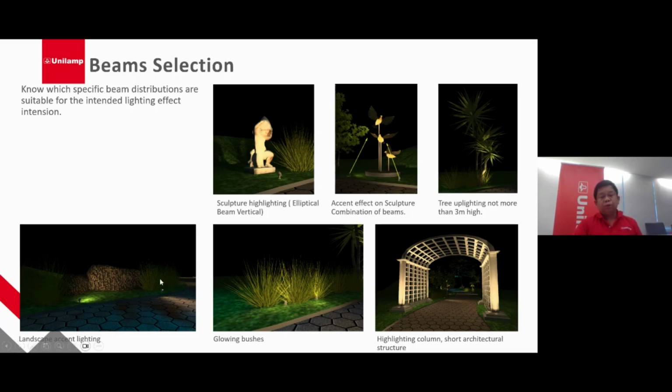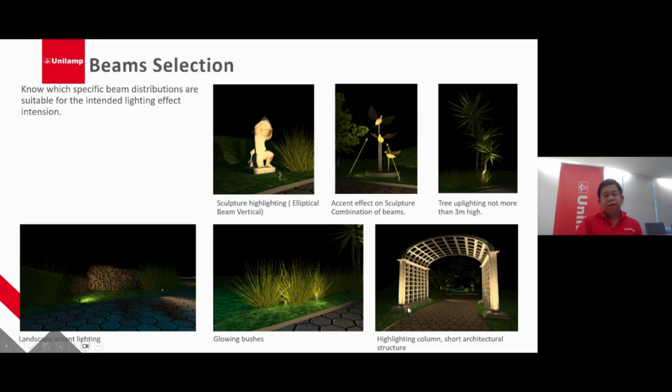At the same time, if you want to highlight rocks and make them more outstanding, and also create some drama effect, maybe you can use the elliptical H to highlight them. Rocks, or probably a pathway with low lighting. Glowing bushes as well, some techniques on how to glow the bushes: you need to use a very diffuse distribution. So you need to specify the wide beam angle.